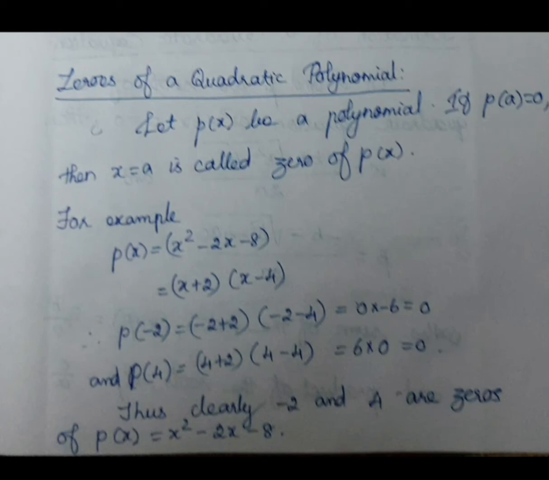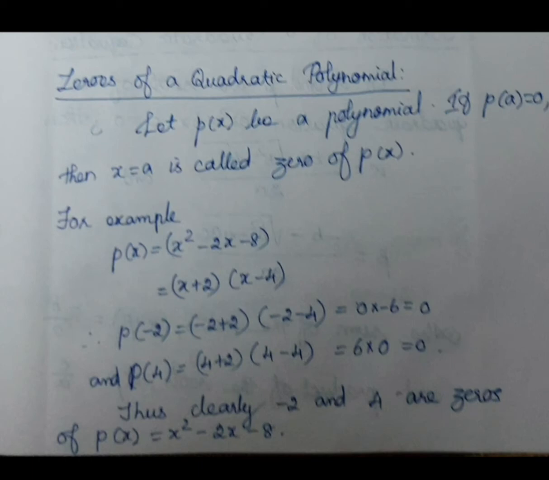p of x is equal to x square minus 2x minus 8. Okay, so we factorize. It is x plus 2 into x minus 4. From there itself we can understand. If you put minus 2, minus 2 plus 2 is 0, so the product total is 0. So minus 2 is one of the zeros of the polynomial p of x. Like the same, x minus 4 is another factor. So if you replace x by 4, 4 minus 4 equals 0, so the total product is 0. So you can understand that 4 is also another zero of this polynomial.